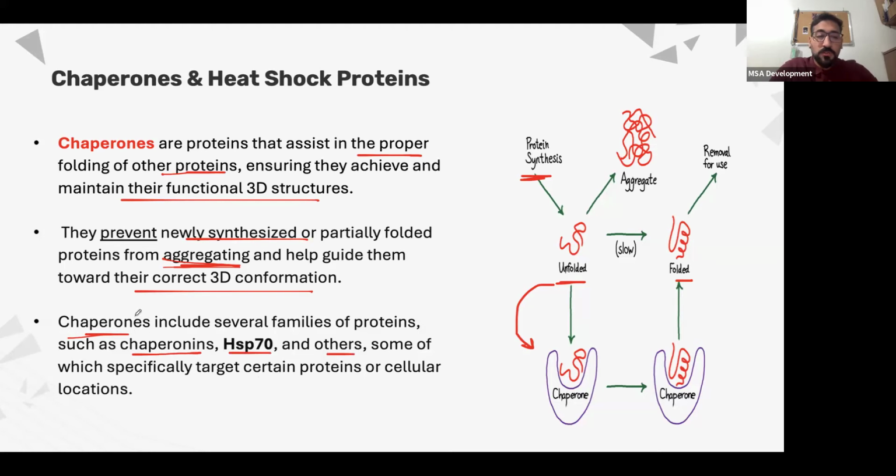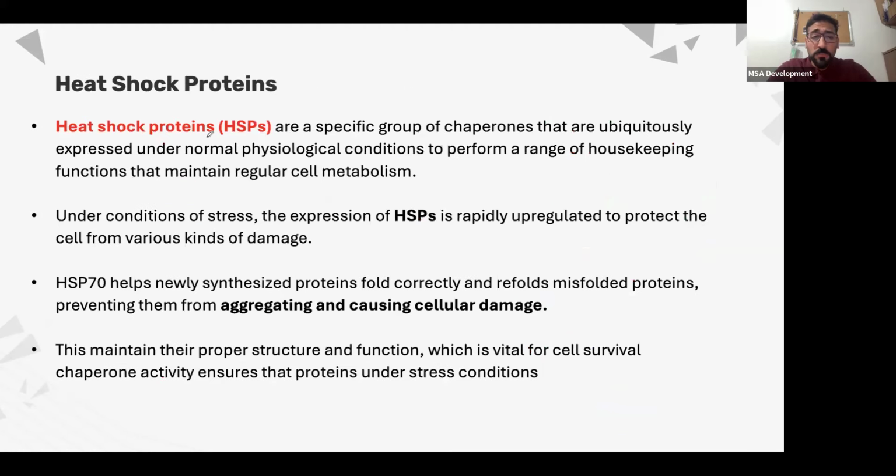The expression of chaperones has subdivisions. If, for example, there are stressors coming onto the environment of the cells, there might be upregulation of the HSP, which is heat shock protein, which can adapt to high temperatures, or to periods of ischemia or hypoxia in the cell. Heat shock proteins are a subtype of chaperone. Under conditions of stress, there will be overexpression and upregulation of heat shock protein, which protects the cells from various kinds of damage.